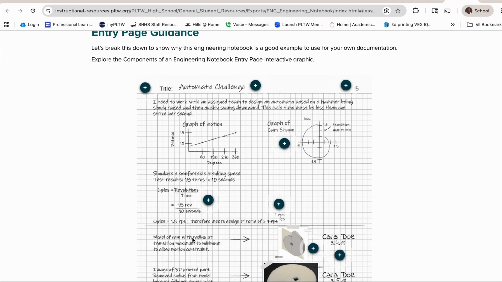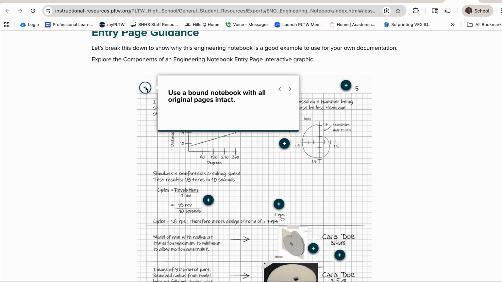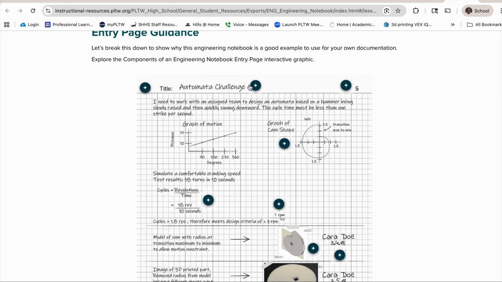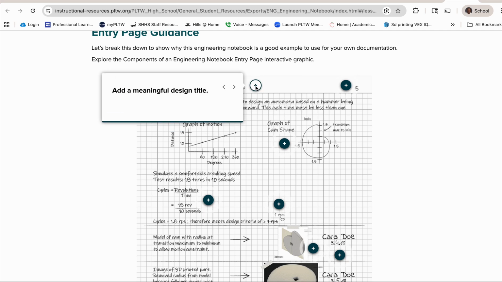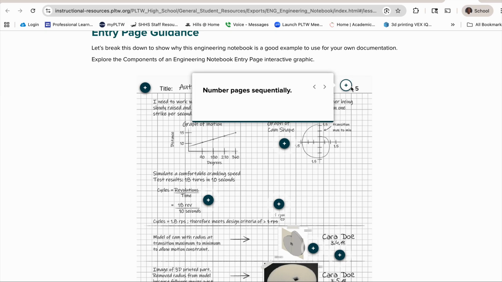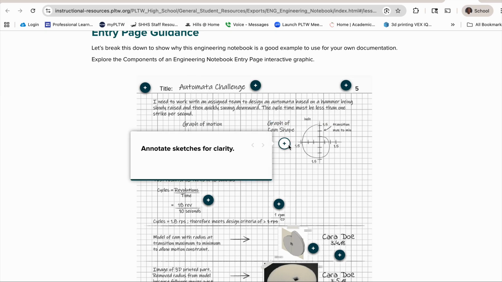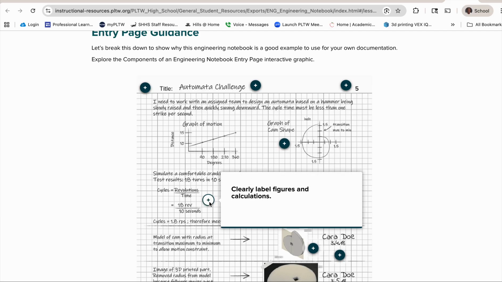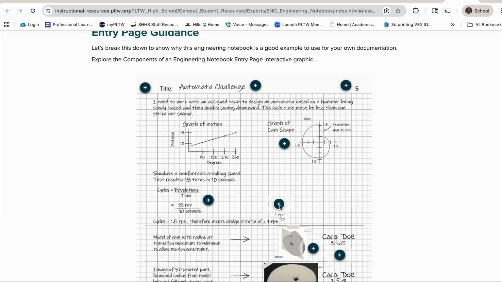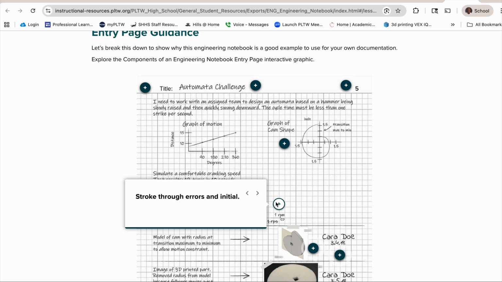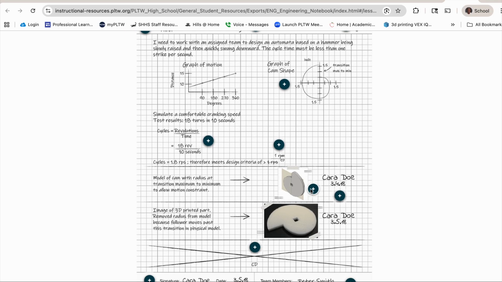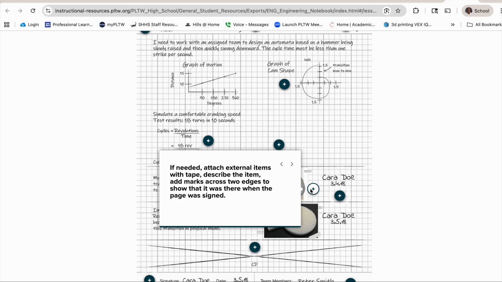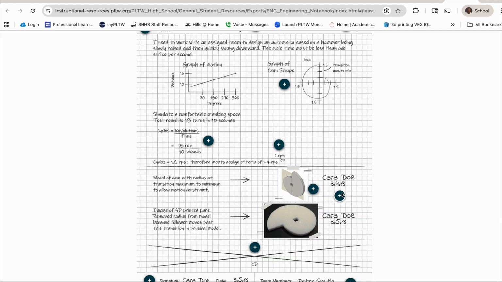Page entries. You've got the title. Pages are sequentially numbered. Annotate your sketches and calculations, and use a single stroke through with initials for mistakes. Glue in the items. A little hash mark says where it was included in the page. Signature, date.